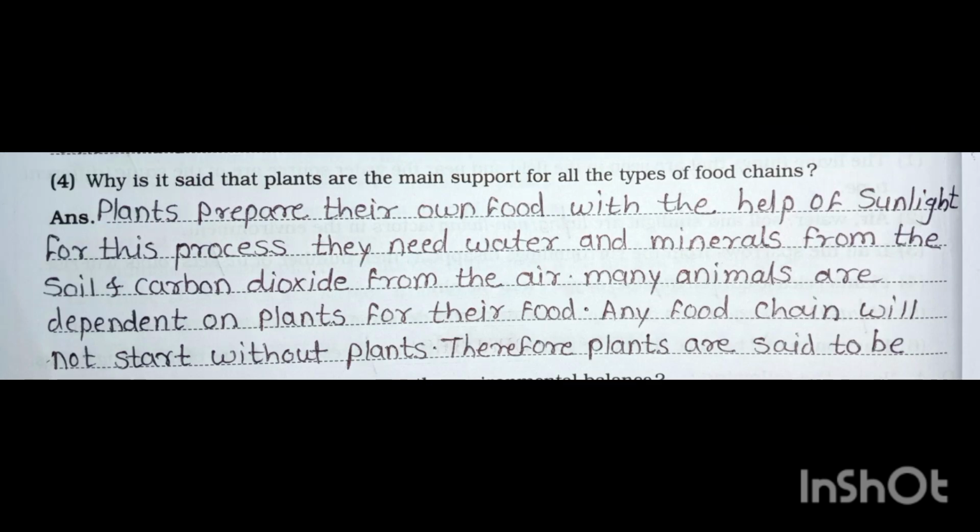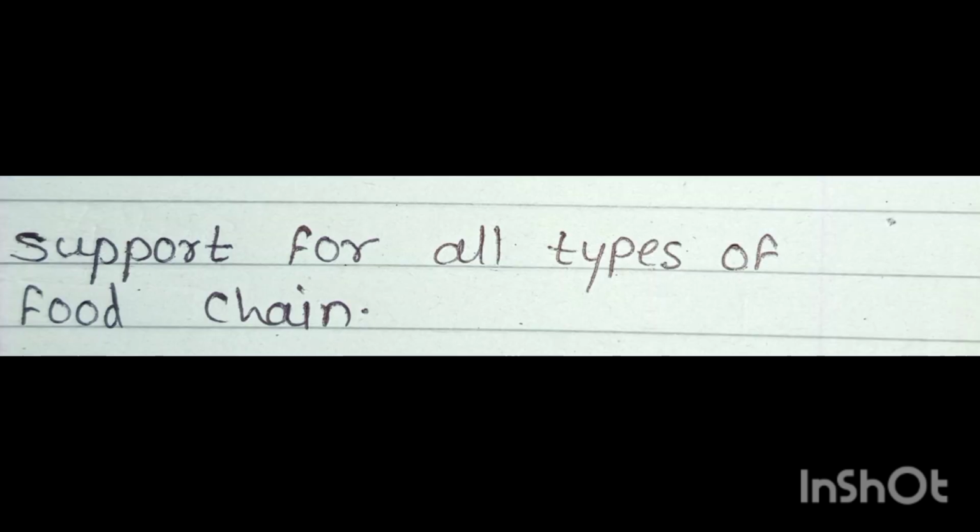Question 4, why is it said that plants are the main support for all the types of food chains? Answer, plants prepare their own food with the help of sunlight. For this process, they need water and minerals from the soil and carbon dioxide from the air. Many animals are dependent on plants for their food. Any food chain will not start without plants. Therefore, plants are said to be the support for all types of food chain.